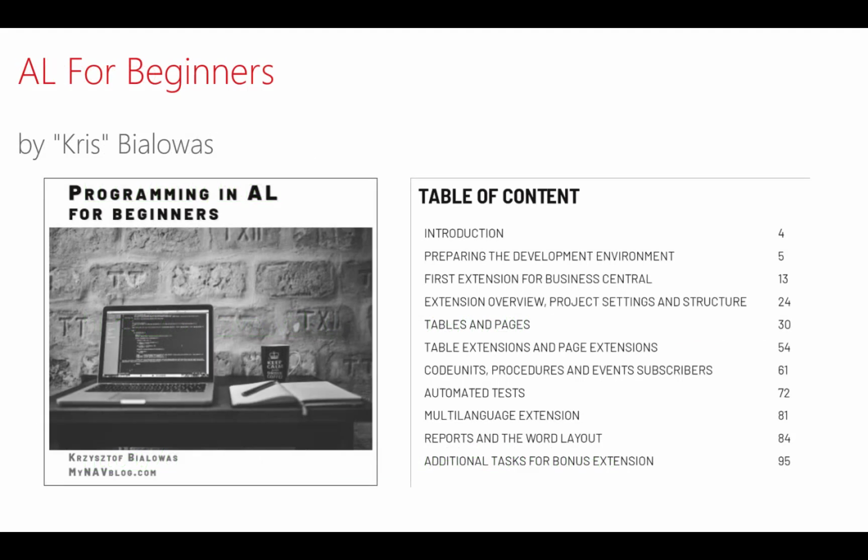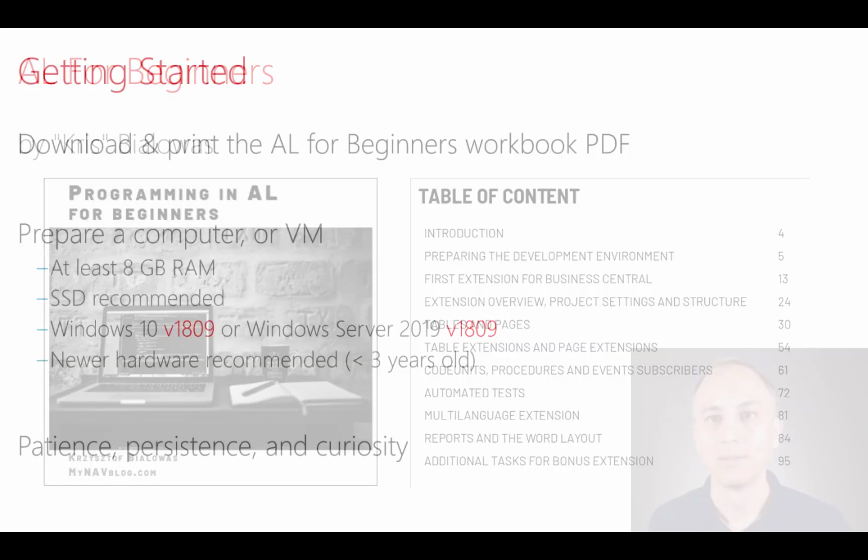So this is a PDF file that he created that, like I said, has over 100 pages, and it walks you through step-by-step the process of preparing a development environment, getting Docker set up, VS Code, Git, connecting to an Azure DevOps Git repository, and then developing a Hello World extension, and then subsequently diving into table extensions, code units, and other development concepts for AL.